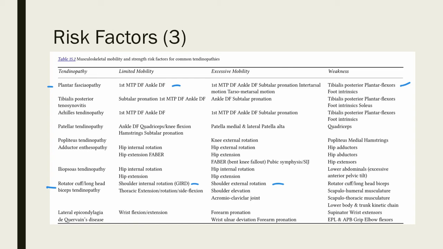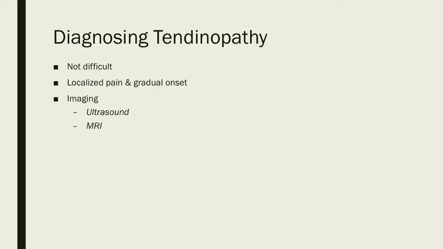So if you look through these, you can get a better depiction of some of the more common anatomical structures that could be at risk for tendinopathy, as well as the actual risk factor, with limited or excessive mobility or weakness that can play a large role in these tendinopathies.